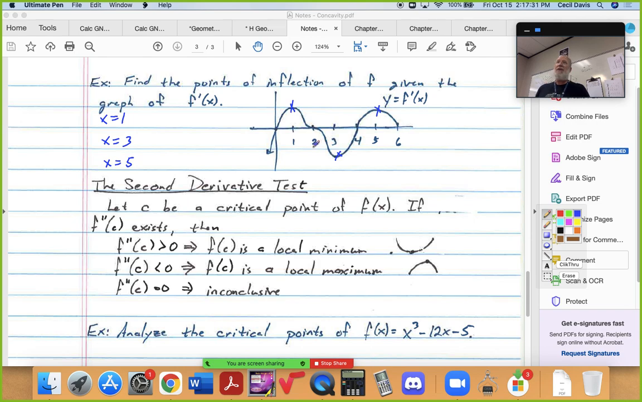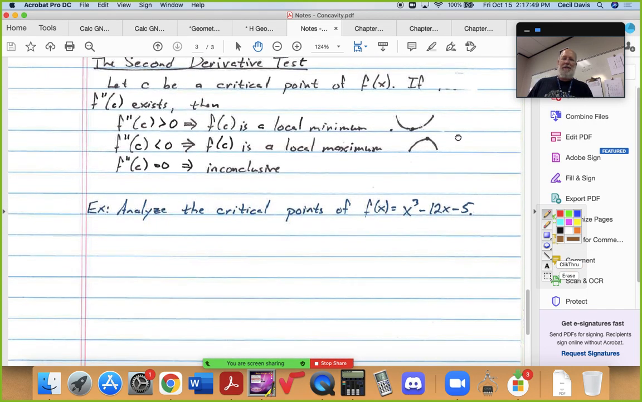Okay, and it can get confusing. You have to be careful. You have to be thinking clearly: am I thinking about concavity, or am I thinking about whether the function is increasing or decreasing? Okay? All right. The second derivative test.